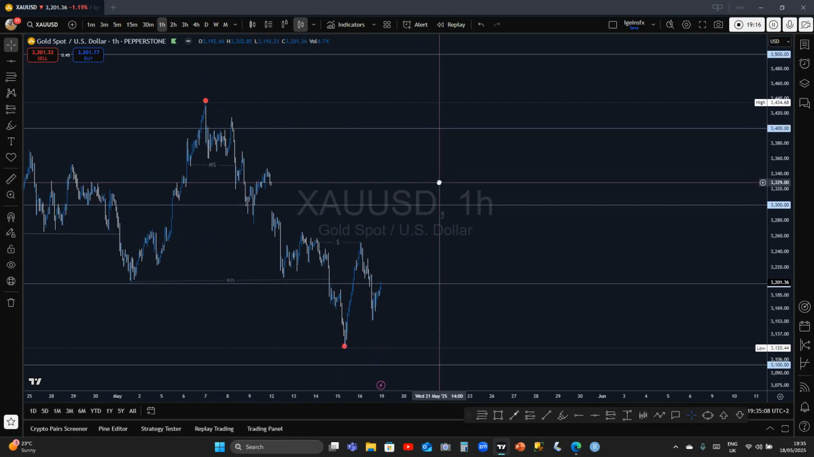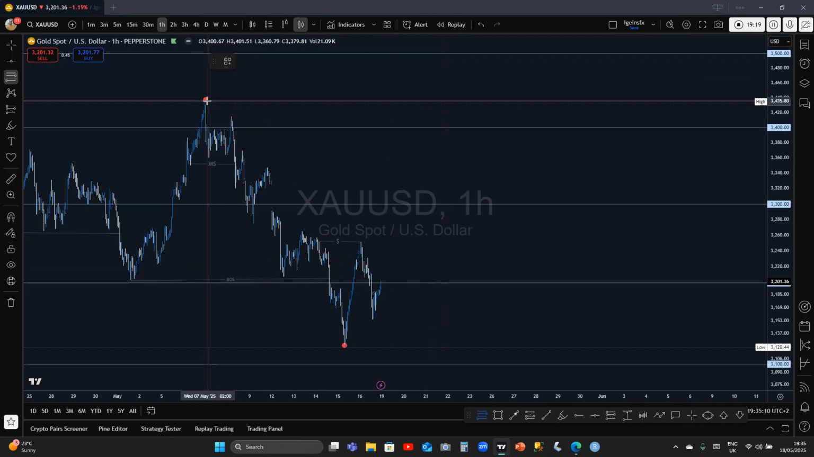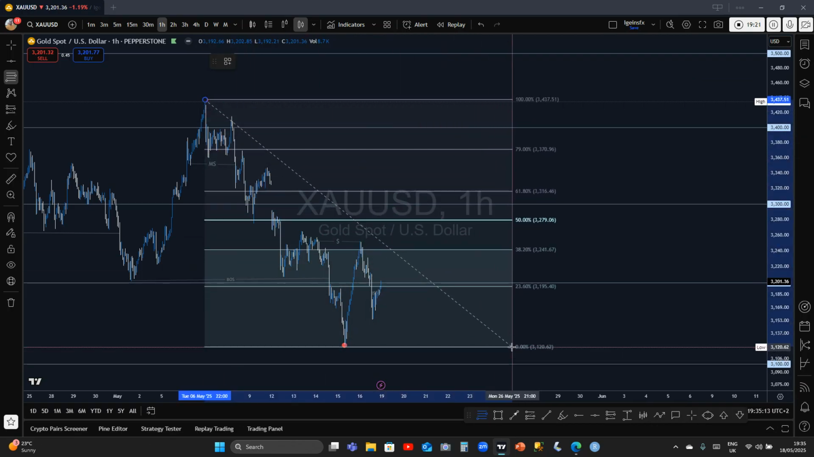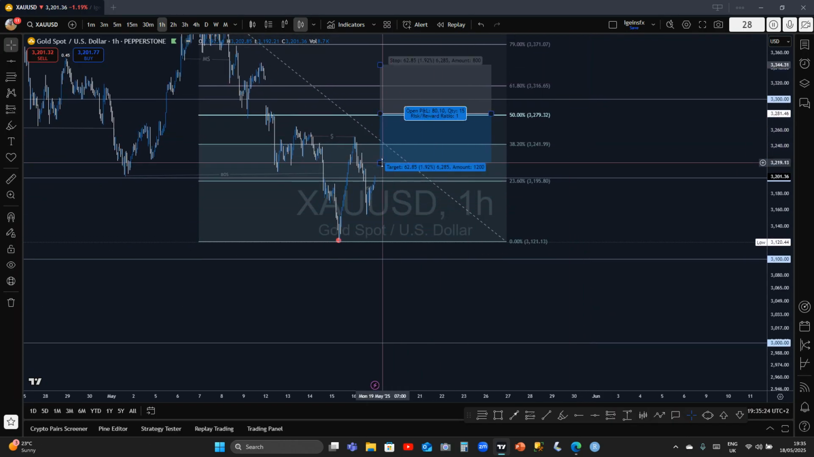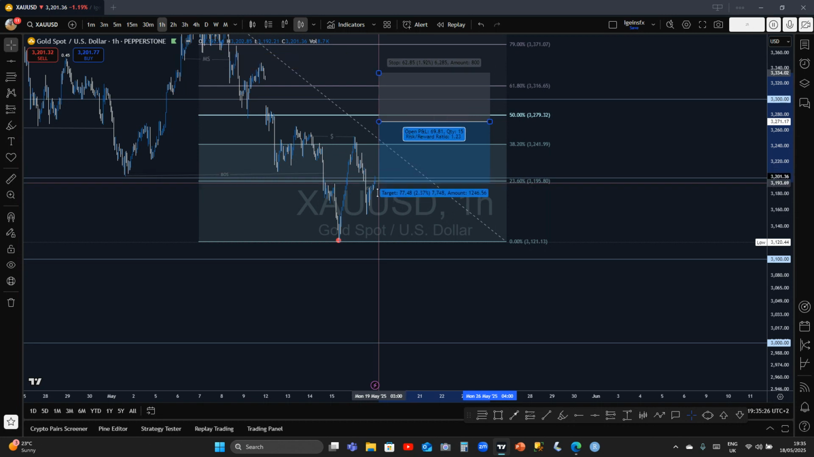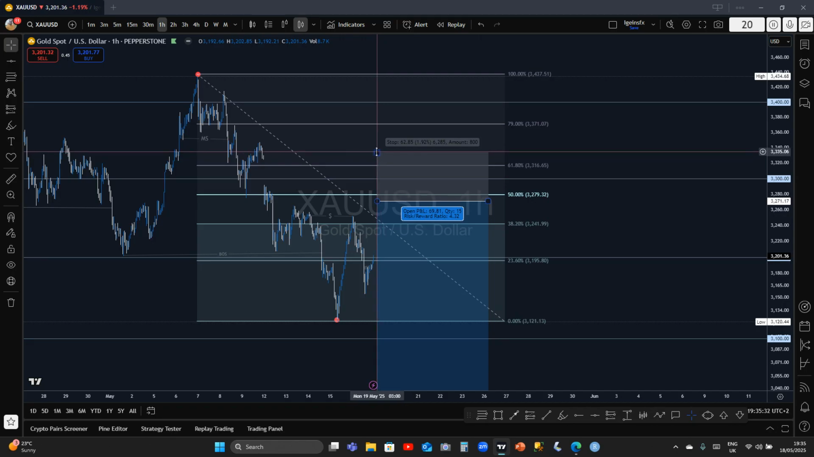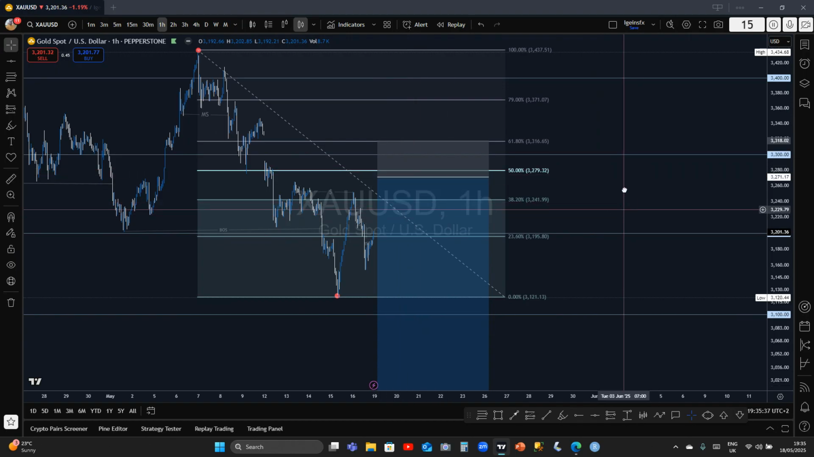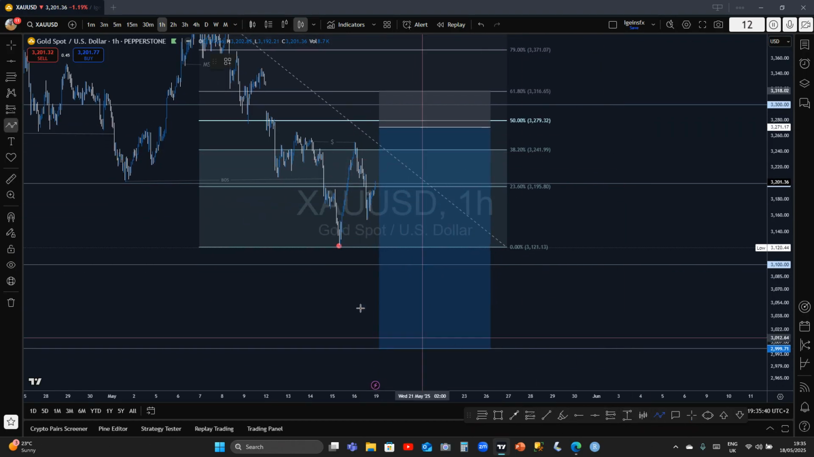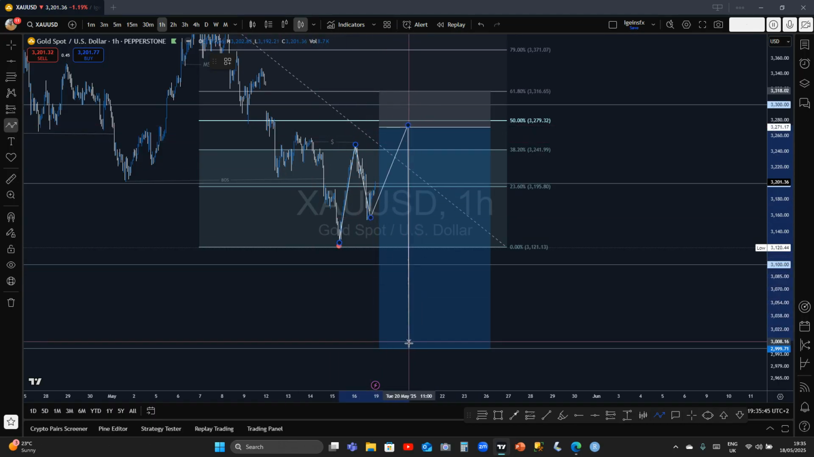So what we need to do next is, we are expecting price to push up to this level, to push up to 50 or 60%, at least 50%. Then what we need to do is let price push, clear this point, then price will come down.